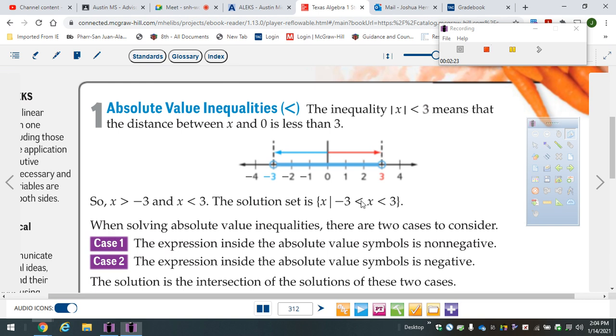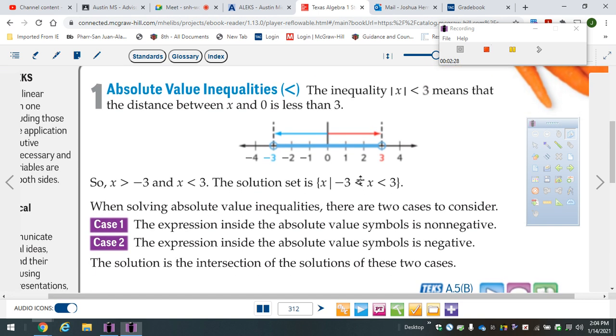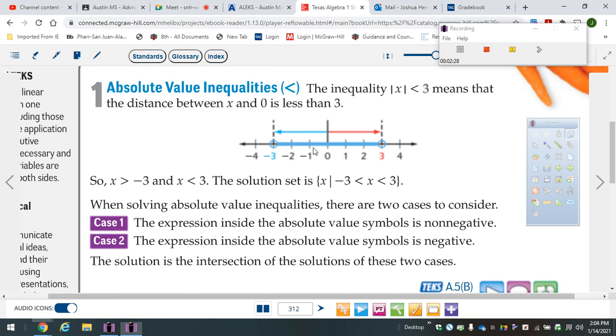So again, if you're saying the distance, not positive, not negative, absolute value less than 3, we can go over this way and over this way. These values are greater than negative 3. These values are less than 3.